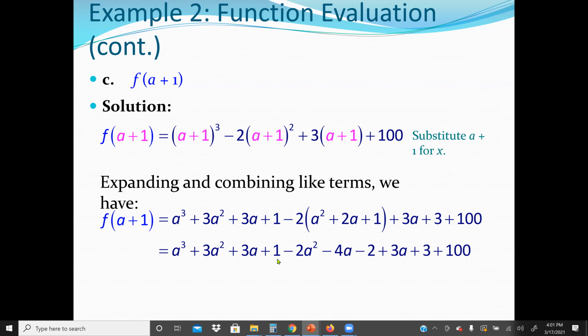We have a squared, another a squared, so that will give us 1a squared. So a cubed plus a squared. Then we have plus 3a minus 4a, which gives us minus 1a, plus 3a gives us plus 2a. So we have plus 2a. Then we have the constants: 1 minus 2 gives me minus 1, minus 1 plus 3 gives me plus 2, then plus 100 gives me 102.